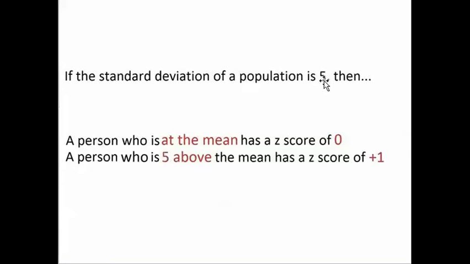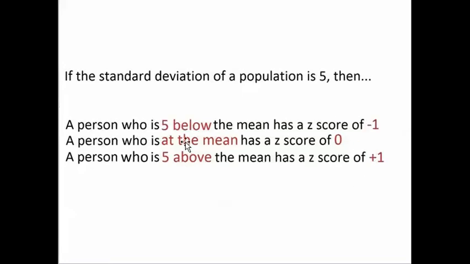If the standard deviation of the class is 5, then a person who is 5 above the mean is 1 standard deviation above the mean. So that person has a z-score of +1. A student in the class with an exam score that's 5 below the mean would have a z-score of -1, because that student would be 1 standard deviation below the mean. If the standard deviation of the class is 5, then a student who is 5 below the mean is 1 standard deviation below the mean.